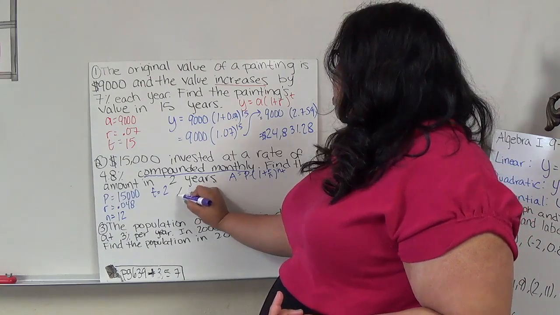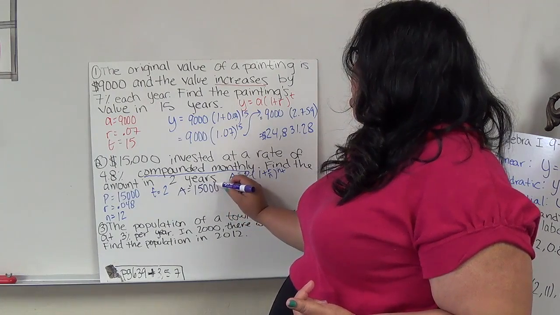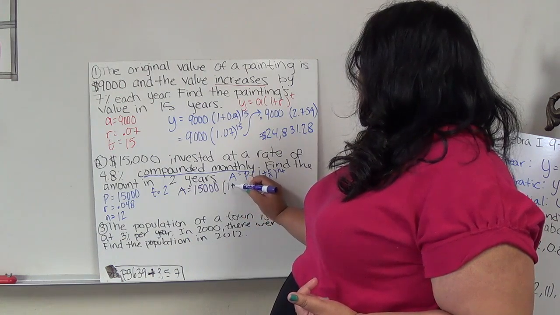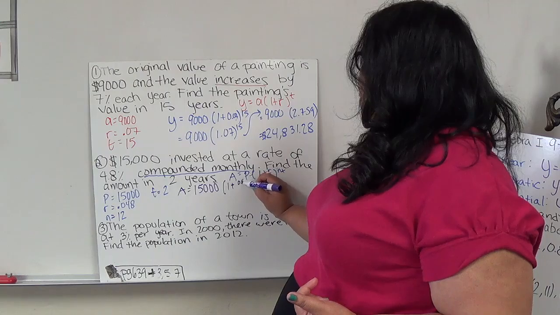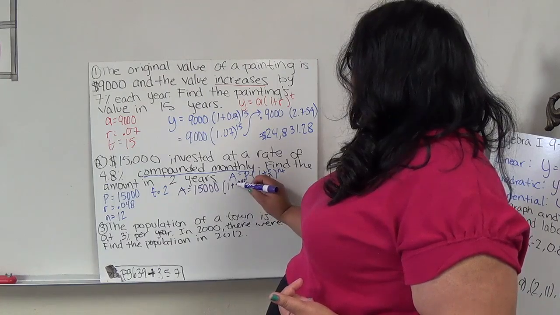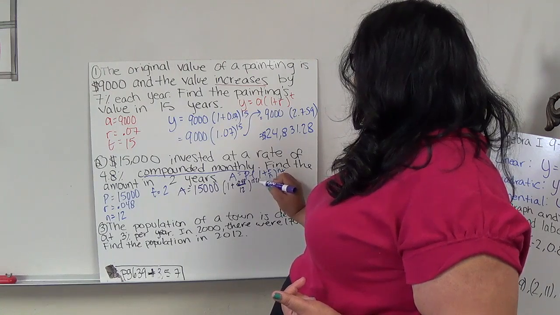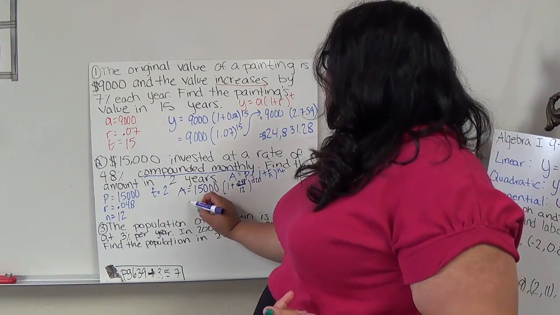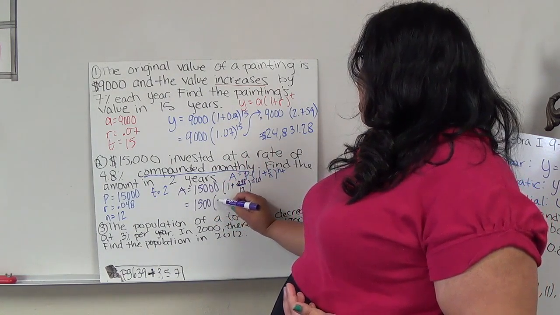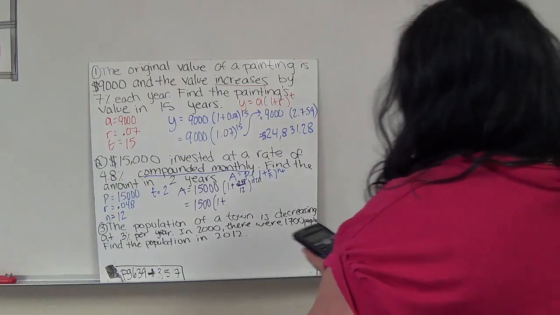A we're going to leave, because that's what we're looking for. We're looking for that final amount. We have 15,000 times (1 plus r, which is 0.048, over 12) to the 12 times 2. All right. So let's work from the inside out. Don't just plug this all in your calculator. Take it one step at a time and show all your work. Let's start with 0.048 divided by 12.